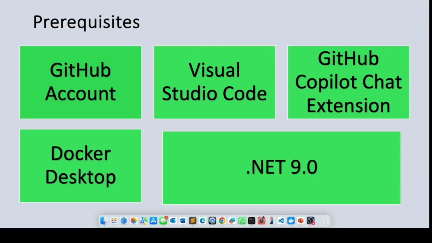In order to continue with this tutorial, you will need, of course, a GitHub account, the latest version of Visual Studio Code, and inside of Visual Studio Code, you need to add the GitHub Copilot chat extension. Our MCP server will be hosted on Docker. Therefore, you need Docker Desktop running on your computer, and the example application we're going to be working with is a .NET application. For that, you need .NET 9.0 or later.